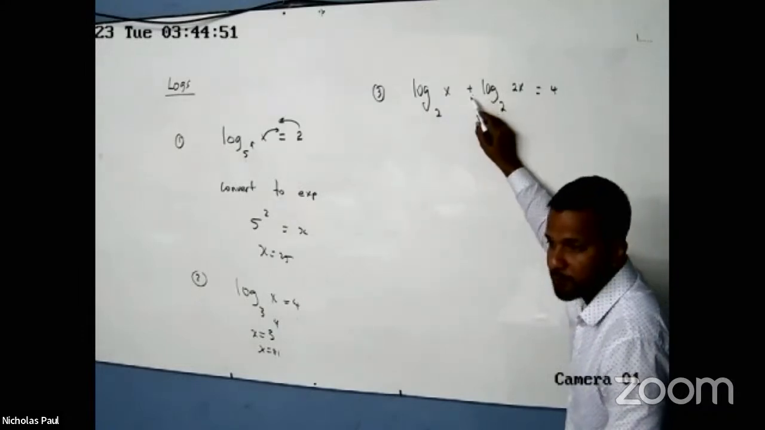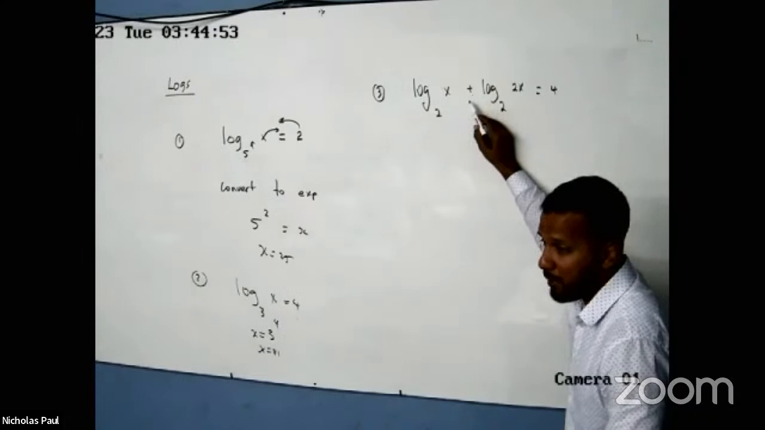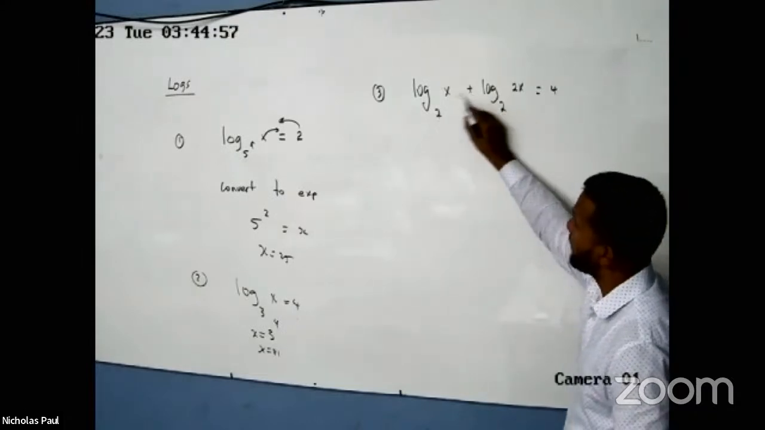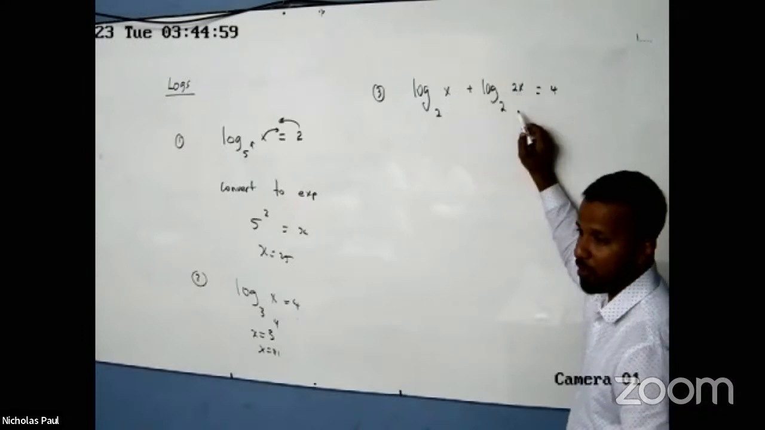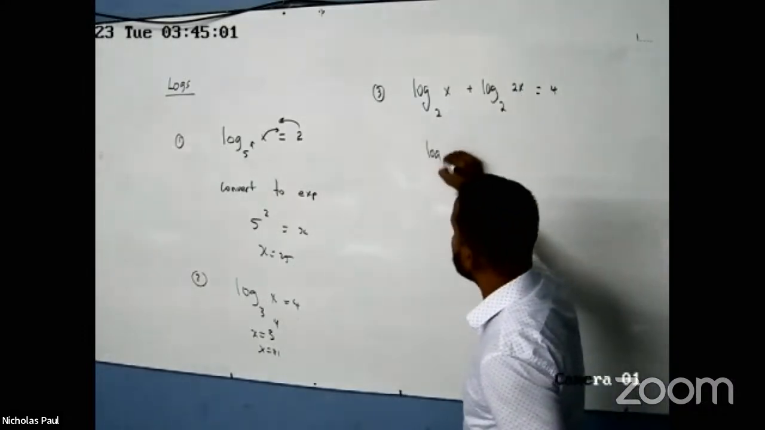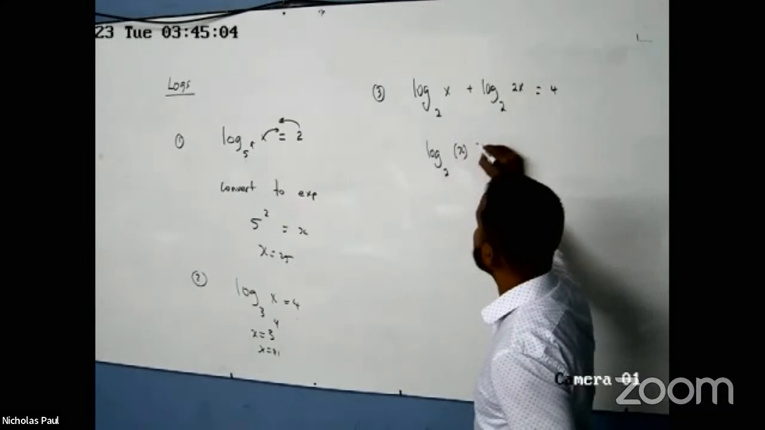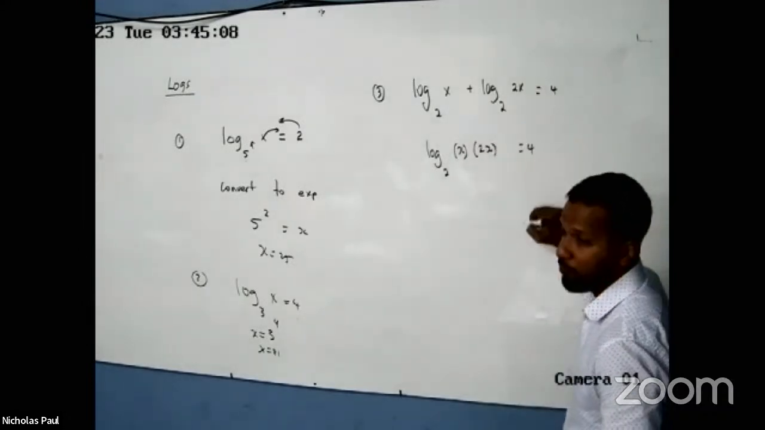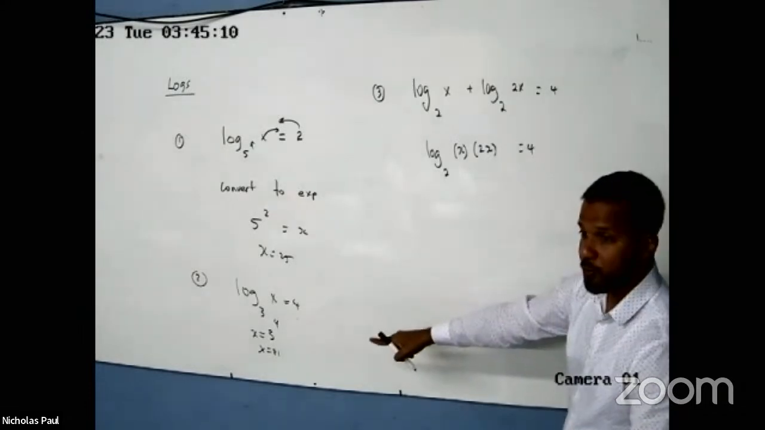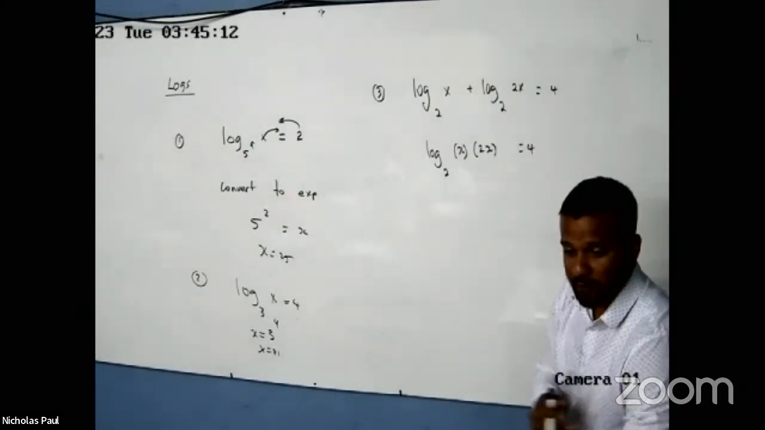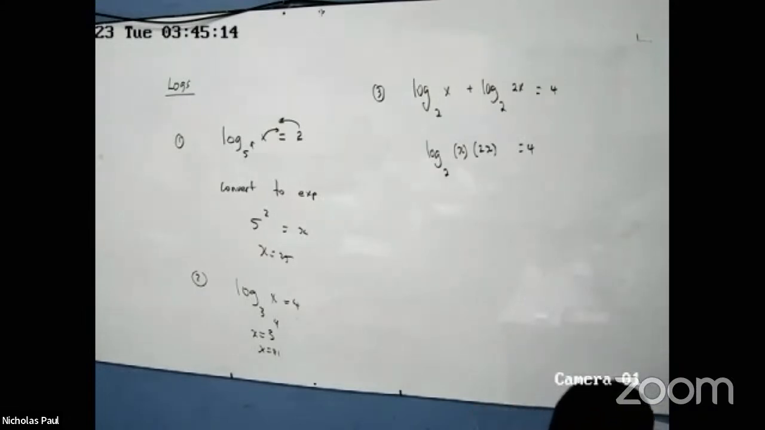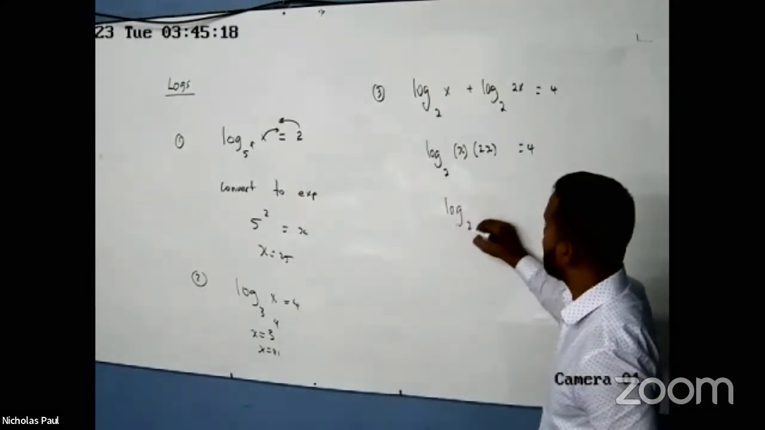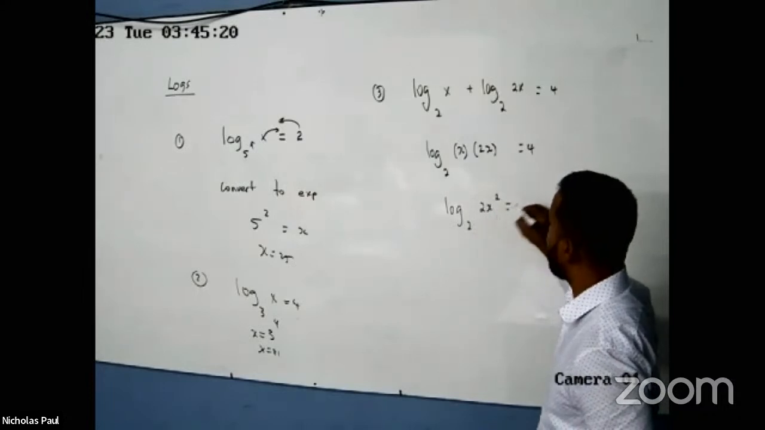What do you do? Multiply, right? So same base, addition sign, you multiply whatever you find in the log. So that'll be log to the base 2 of x by 2x is equal to 4. When you reach here, do the same thing. So you will end up with log to the base 2 of 2x squared is 4.